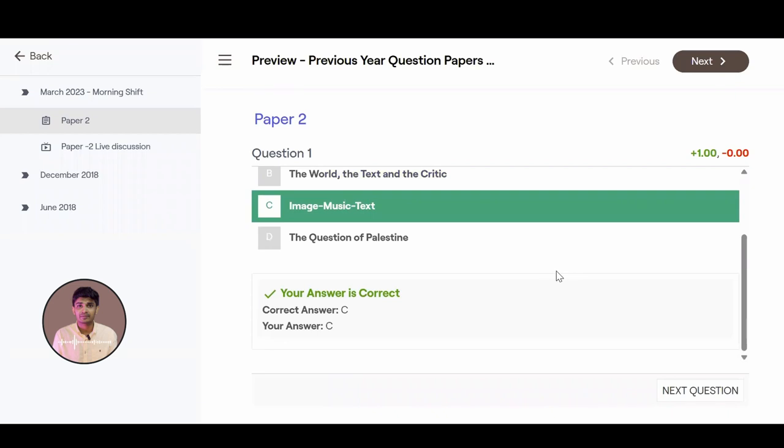And who wrote this particular work, Image, Music and Text? Image, Music and Text is written by Roland Barthes. Roland Barthes is a post-1950 literary critic or a cultural critic. So this work is written by Roland Barthes, not Edward Said. Let's move to the next question.